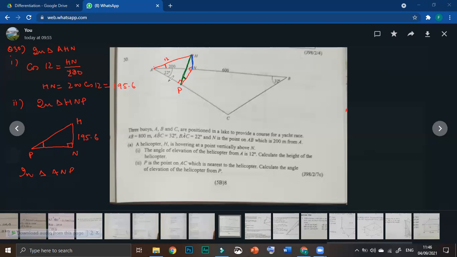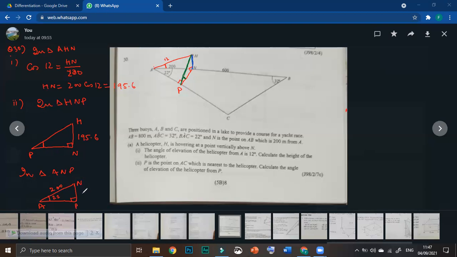Should we draw this triangle separately, or is it correctly a right angle triangle drawn on the figure in the diagram? We can draw it separately. It is obvious that this angle is 90 degrees and we have drawn it, but if you want to draw it separately, you can. In triangle APN, AN is 200 and this angle is 22 degrees. We want to find PN.